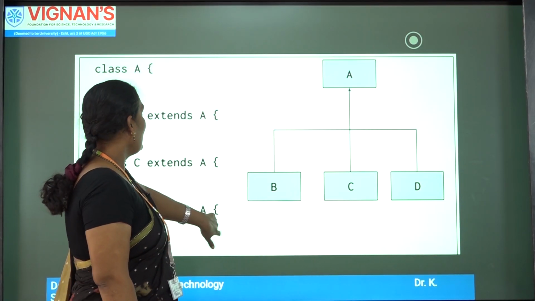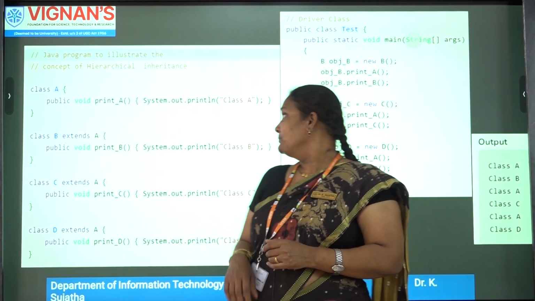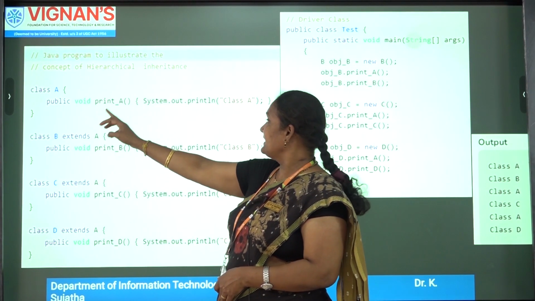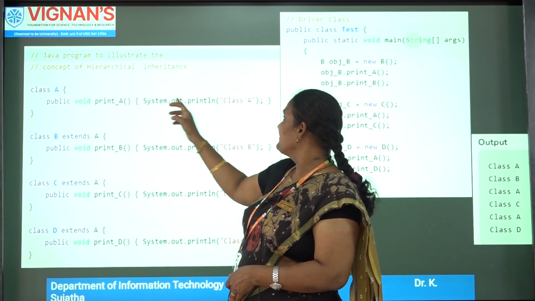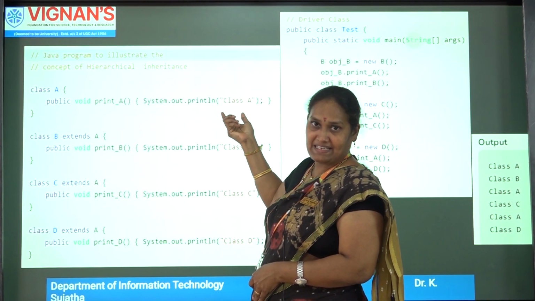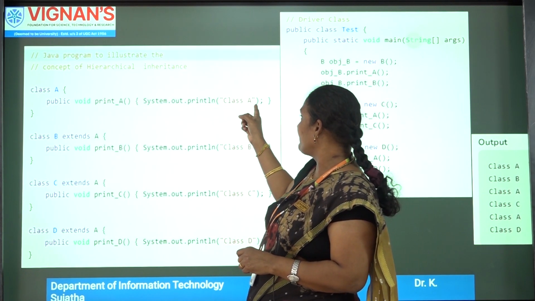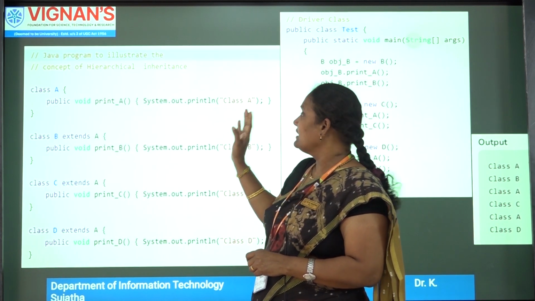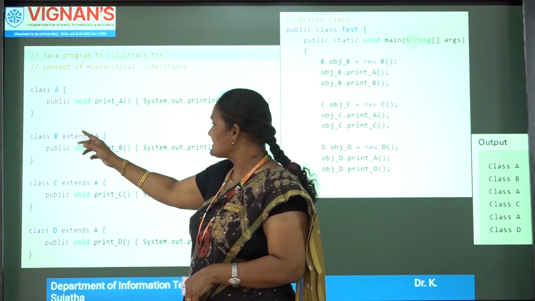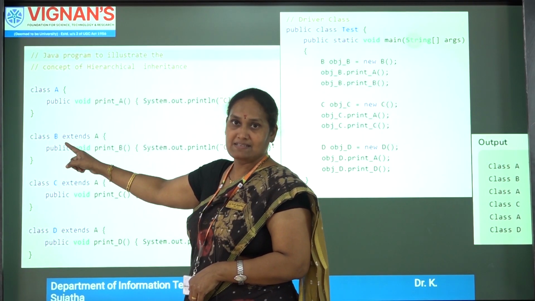Right. Now I want to show you an example for this also. Now see here, I have taken class A which contains a method print A which prints a statement, a word which is called class A. It is having one single print statement. So that print statement prints the word class A. Now here I have taken class B. This extends class A. Here A is superclass, B is subclass.